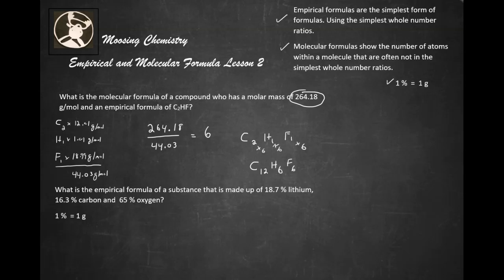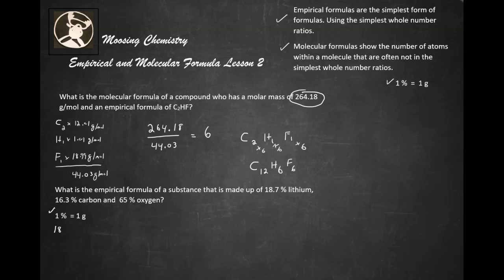What is the empirical formula of a substance that is made up of 18.7% lithium, 16.3% carbon, and 65% oxygen? Remember, it's important to remember that 1% is equal to 1 gram. So let's go ahead and figure this out.